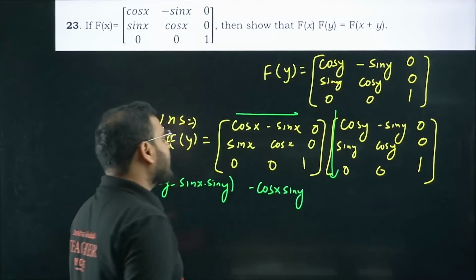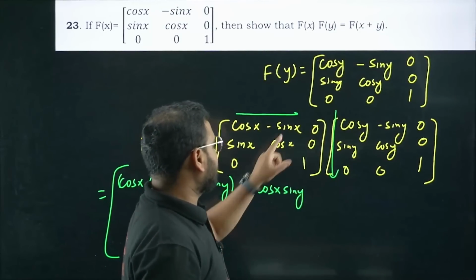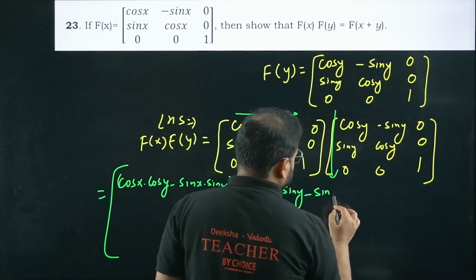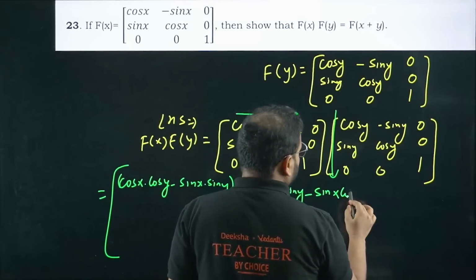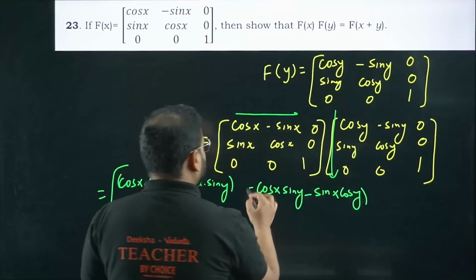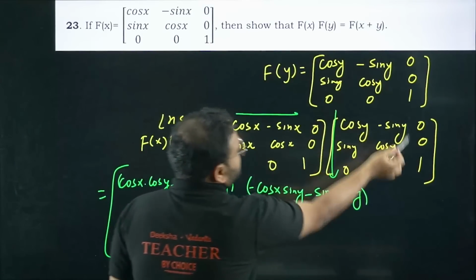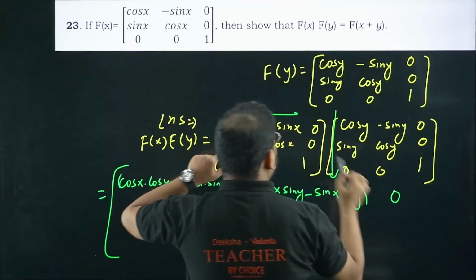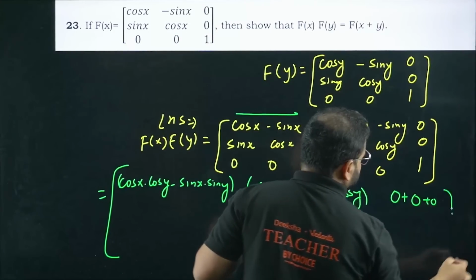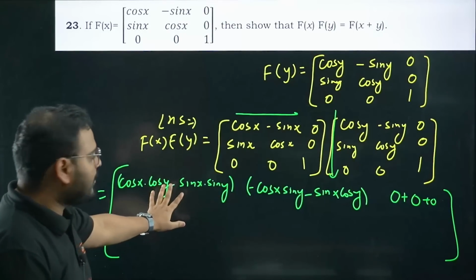What I get now, have a look. Minus sin x into cos y, so this becomes minus sin x cos y. The last will be 0 into 0, so I don't have to write that. This is the second element. What will the third get? Please check. This into 0 is 0, this into 0 is 0, and 0 into 0 is 0 only. Okay. If I write this very carefully, I'll show you only the numerator part.